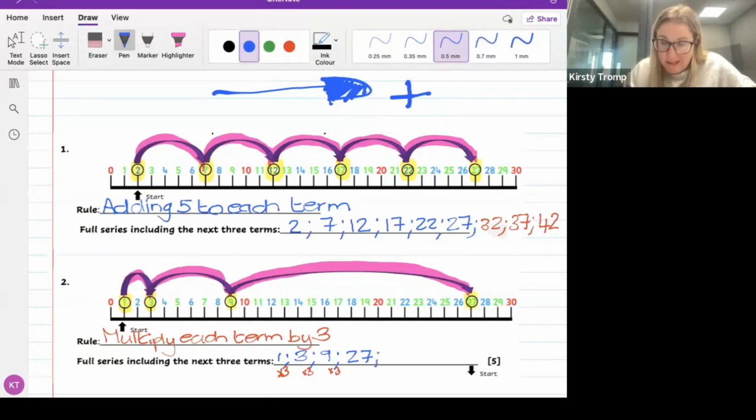So 27 times by 3 is going to give me 81. 81 times by 3 is going to give me 243. And who can do that last one for me? 243 times by 3, what do you get? What's 243 times by 3? Okay, I'm getting some different answers in the chat there. And there I'm seeing the same one I'm getting. Gonna get 729. Well done, everybody. Well done.